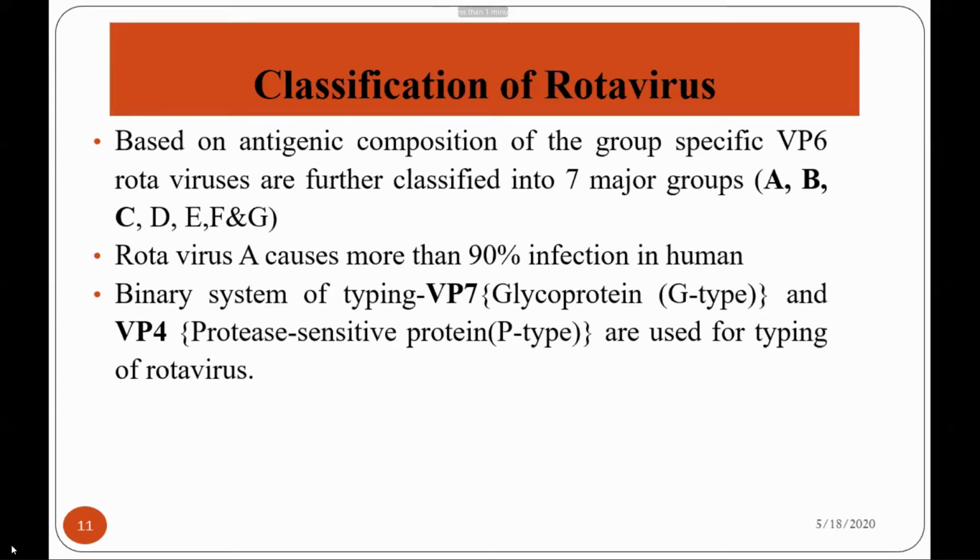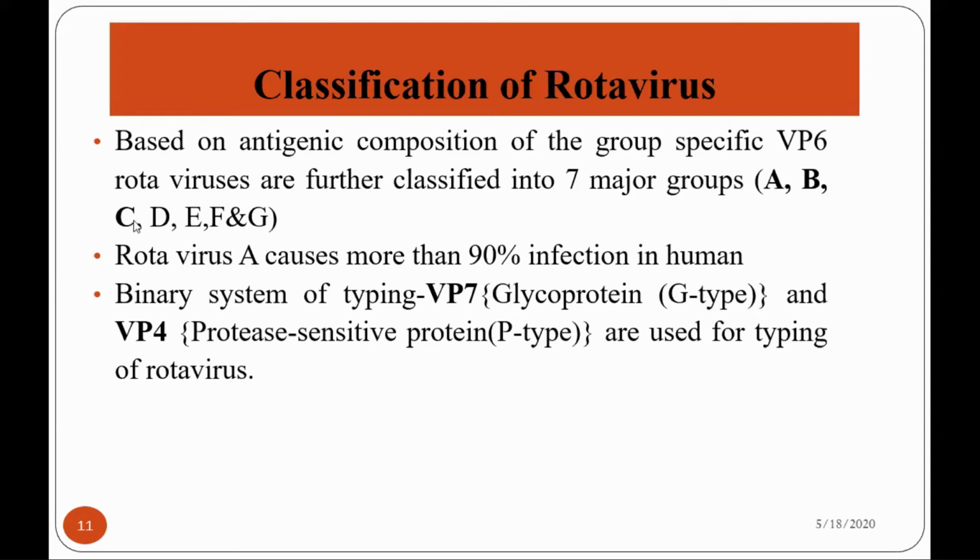According to viral protein 6, rotaviruses can be divided into 7 major groups, rotavirus A to rotavirus type G. Among these 7 different types of rotaviruses, only 3 are associated with viral gastroenteritis. Among these 3 types, A, B, and C are the potent agents responsible for causing viral gastroenteritis. But rotavirus type A is the most common and potent viral agent responsible for causing viral gastroenteritis in neonates and children.